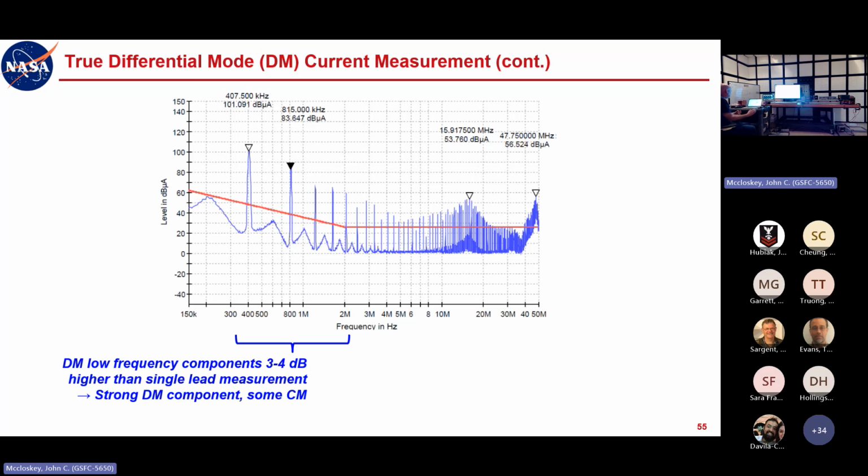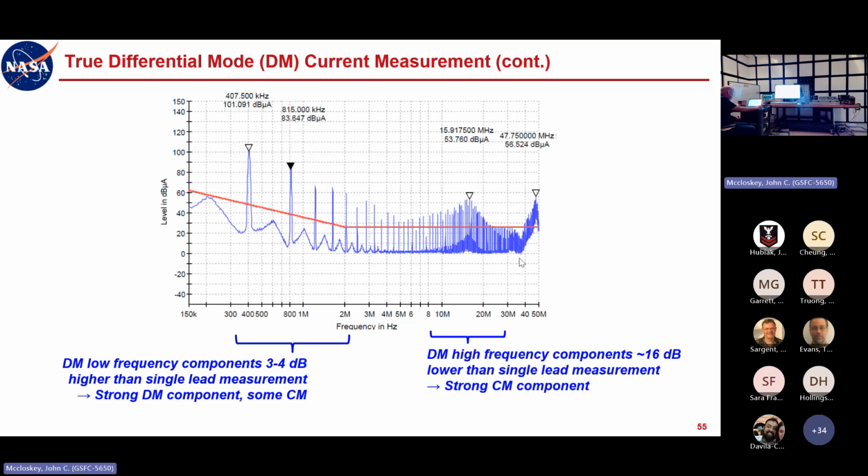But if we're 3 or 4 dB higher than a single lead measurement, that means, okay, we definitely have a strong differential mode component, but that's not all it is. Then there must be some common mode there as well. So when we go to common mode measurements, which we'll do here shortly, we should expect to see a fair amount of common mode as well.